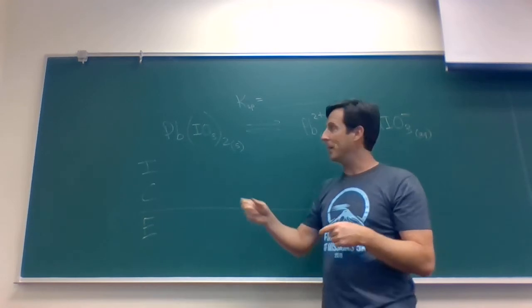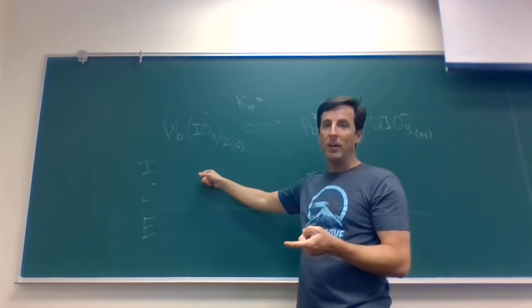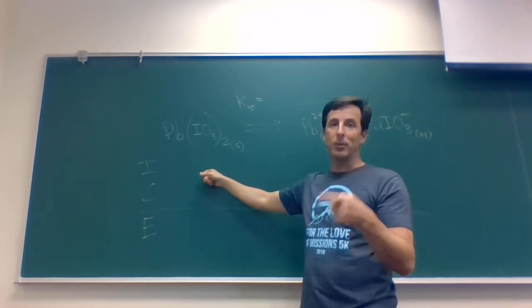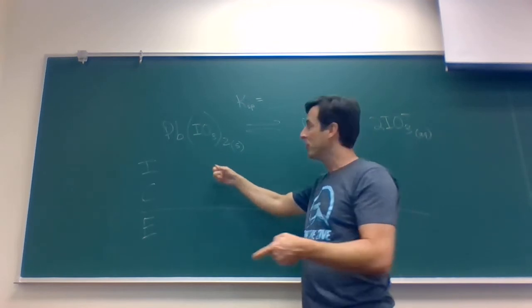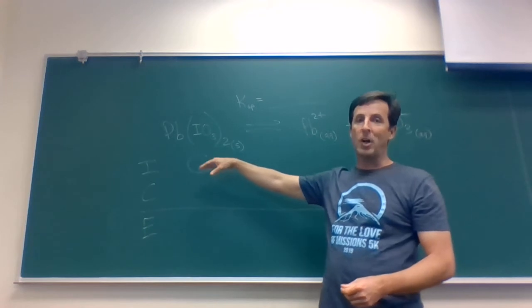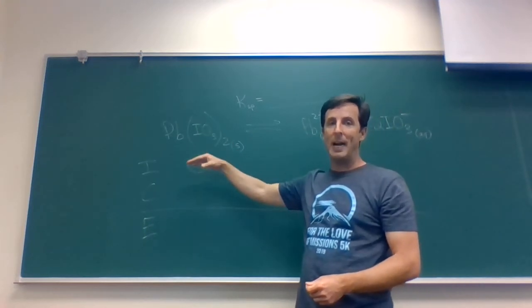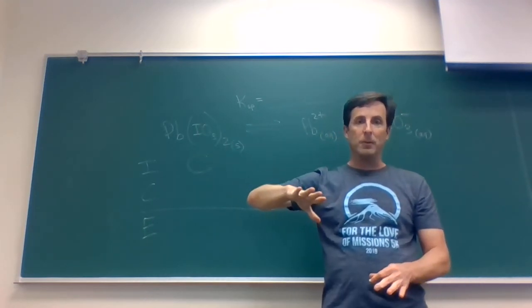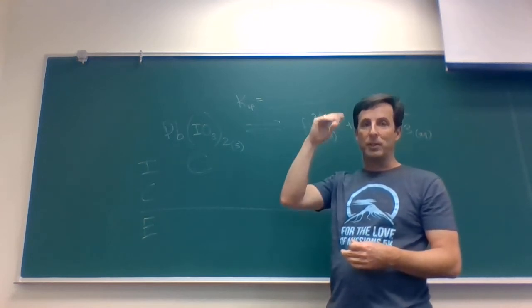So the key here is the amount of lead iodate is not important, other than it needs to be at least enough to create a saturated solution. So I'm just going to throw a C there for some concentration that has to be added, but the value is not overly important. It just needs to be above some threshold.